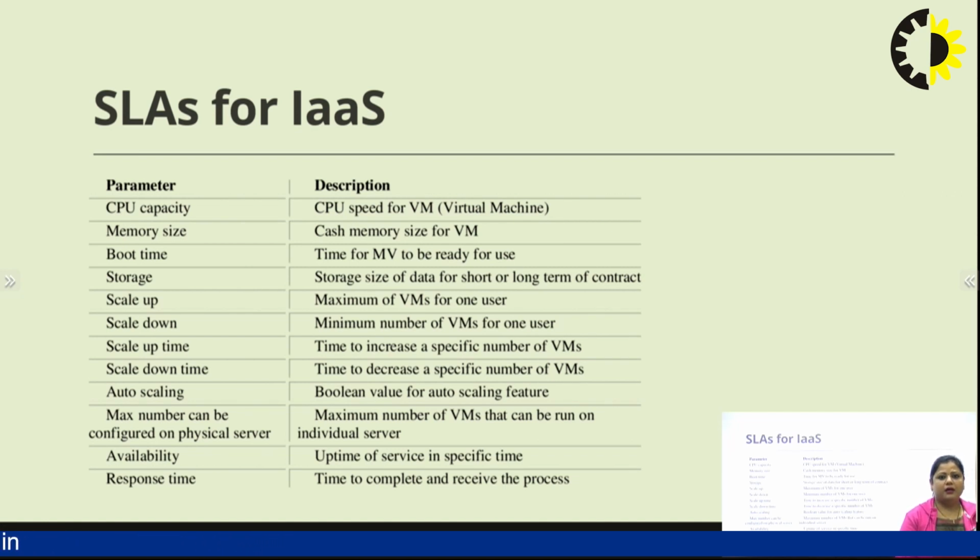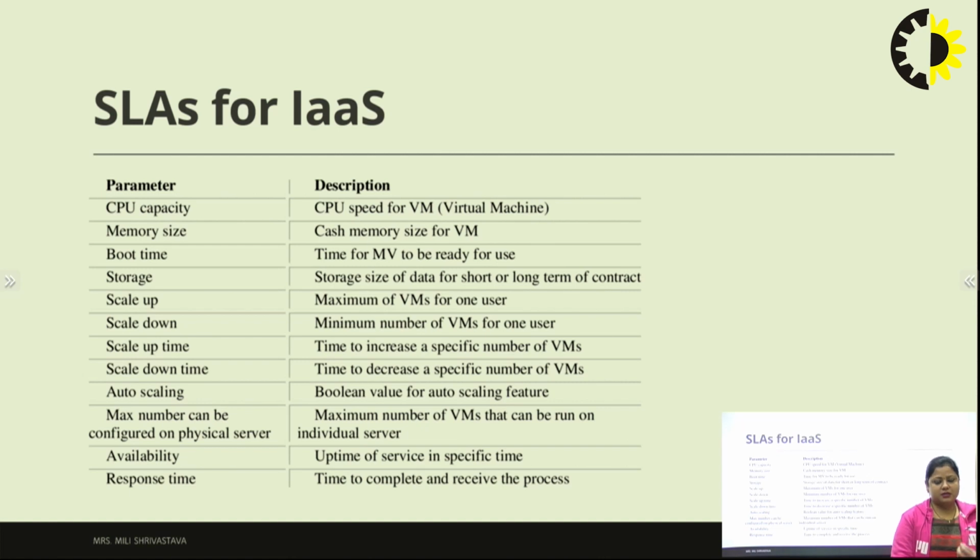So can the user access that service in a very easy manner? Scale up, maximum of virtual machines for one user. Scale down, whenever we do not require that much memory, that much service, we can easily scale down our service. Minimum number of virtual machines for one user. Scale up time, time to increase a specific number of virtual machines. Scale down time, time to decrease a specific number of virtual machines.